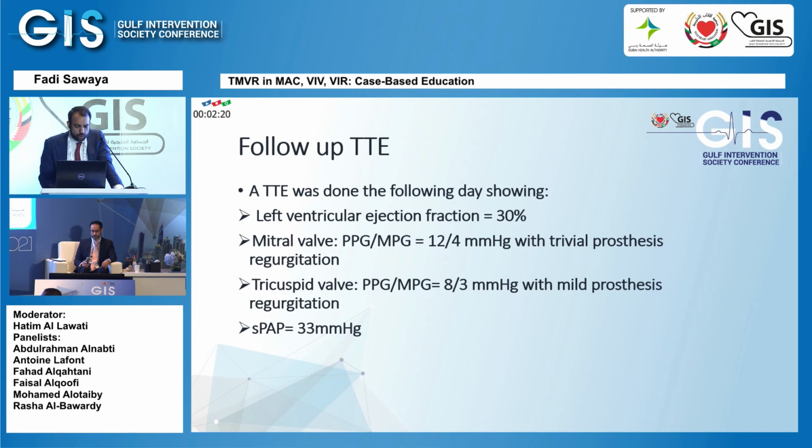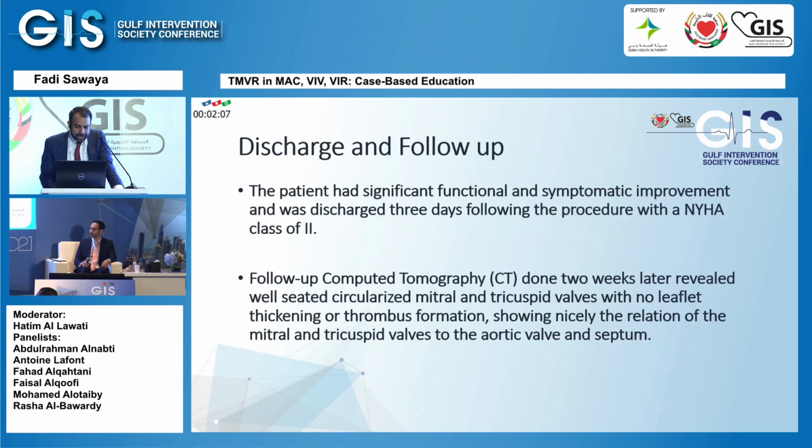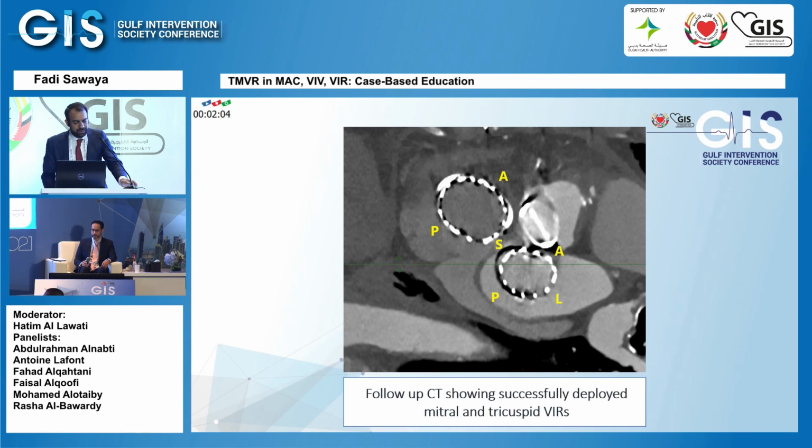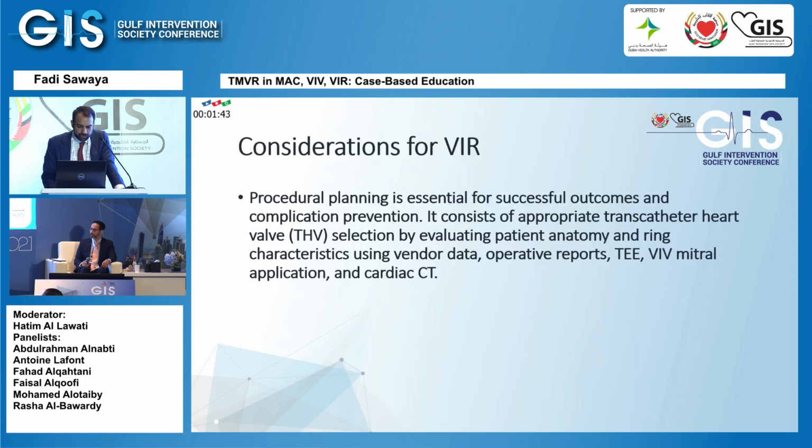We did this 2 months ago, and gradients were below 3 and 4. Her PA pressure dropped from 90 to 30, and her EF improved to 45 from 30, and she's doing extremely well. This was the CT that I repeated 2 weeks ago, and you can appreciate nicely the anatomy between the septal leaflet, the septum, and between the tricuspid, the mitral, and the aortic valve. And you always do this: I check for leaflet thrombosis. I put her on warfarin just to make sure we don't have any issues.